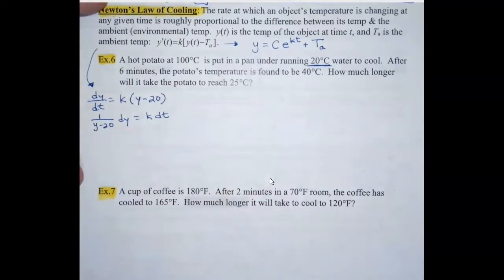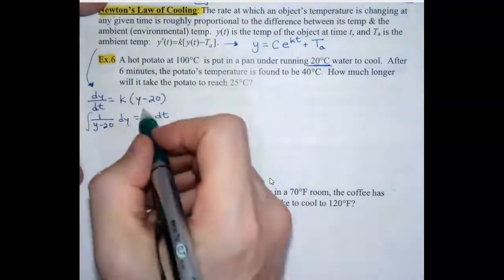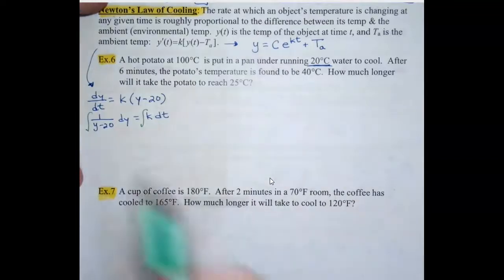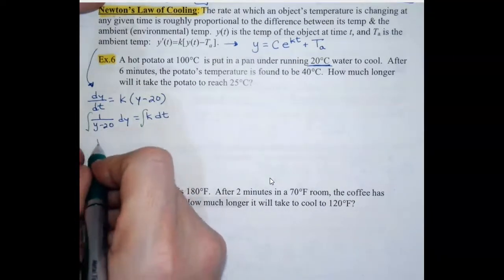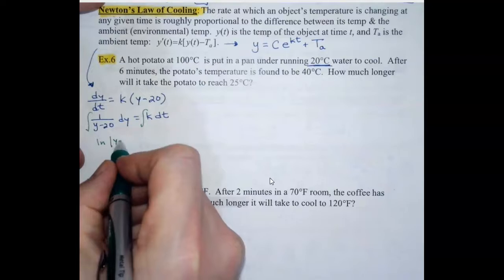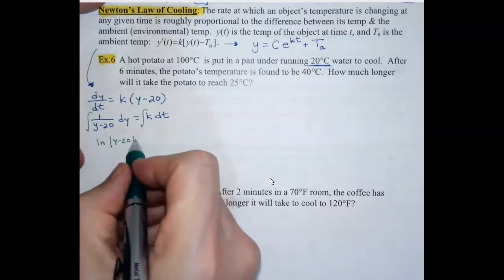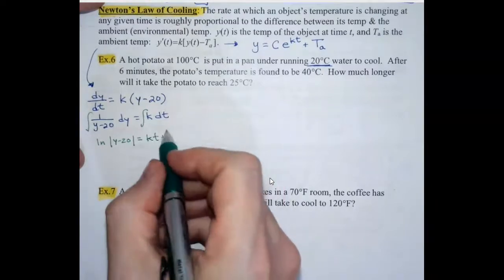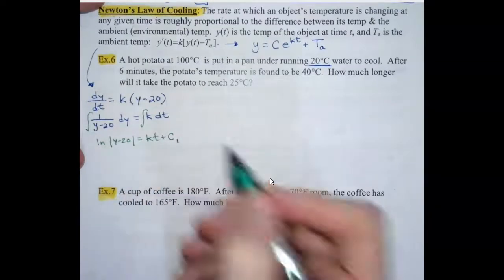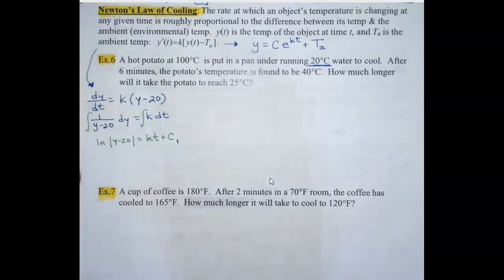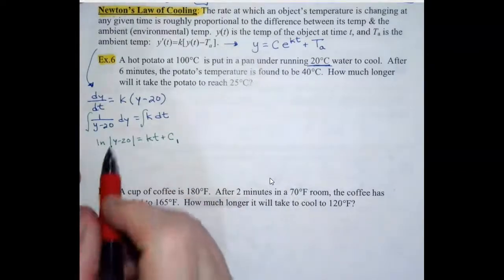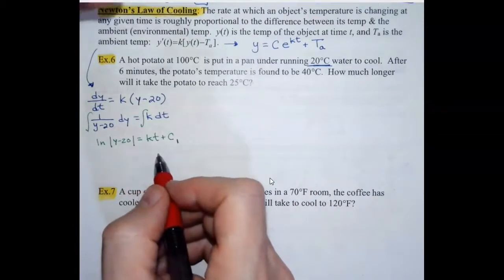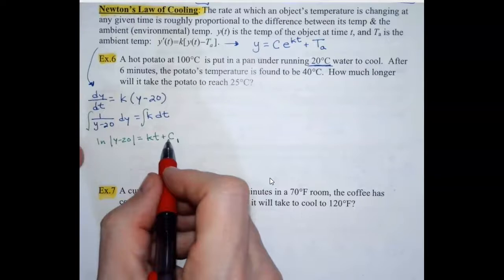That was step one, to separate, and we're only going to do this one time because then we'll know the formula. Then we integrate both sides. This is going to be the natural log of y minus 20, and this is going to be kt plus c1, because we're going to get some other c's along the way. Then remember, step 3 was to evaluate. Separate, integrate, evaluate. So now we're going to evaluate for C.